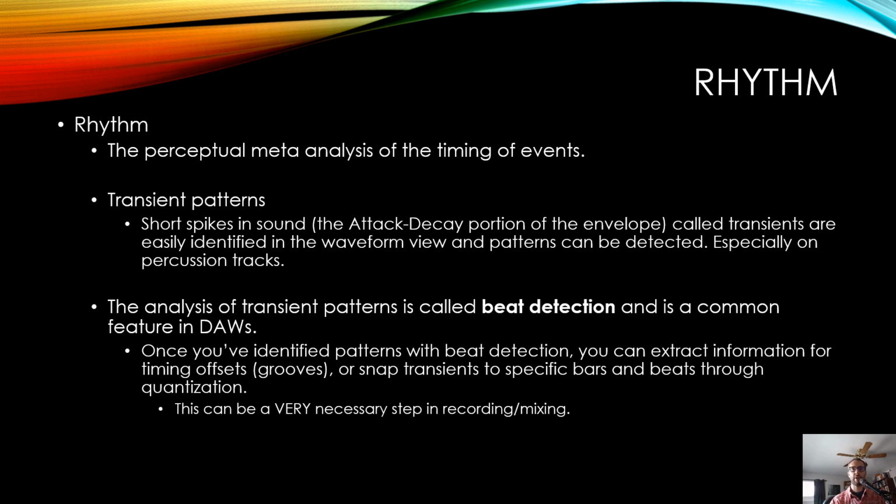The analysis of transient patterns is called beat detection, and it is a common feature in DAWs. And this is very cool because you identify the beats, just go through and hit the identification hotkeys. And once you've identified those, you can extract information for timing offsets or grooves, or you can snap transients to specific bars and beats by quantizing them using elastic audio, flex time, warp mode, stretch mode, whatever they call it in your DAW of choice.